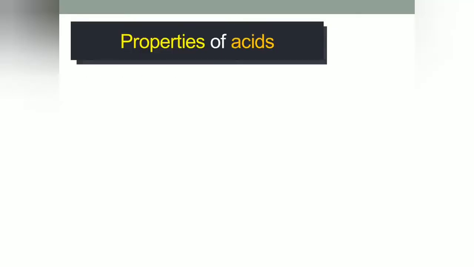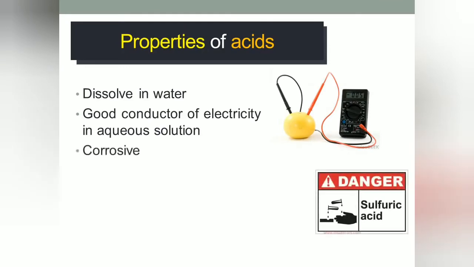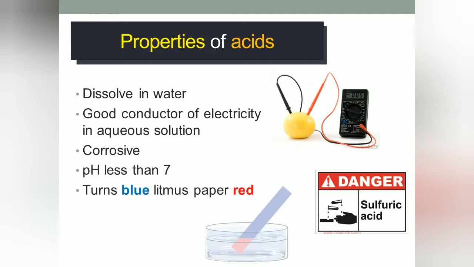Now, let's look through the properties of acids. Acids are soluble in water. Acids are good conductors of electricity in aqueous solution. Acids that are very concentrated are very corrosive and can cause acid burns. The pH of acids is less than 7, and acids turn blue litmus paper red.